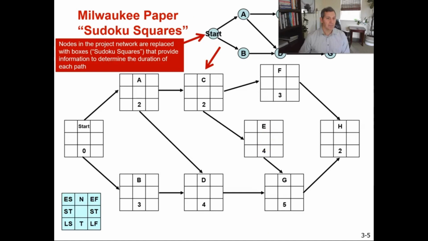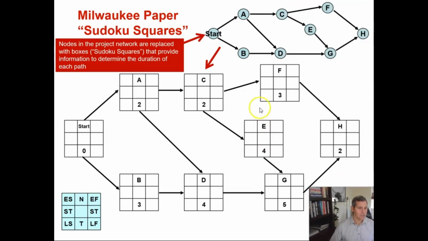Okay, next, now we're going to put everything into our Sudoku squares. So you can see you have drawn out your AON network diagram. You've got your Sudoku squares. I have already populated the activity times. So A was 2 weeks, C was 2 weeks, F was 3 weeks. So you can populate in your activity times. And let's do an example together.